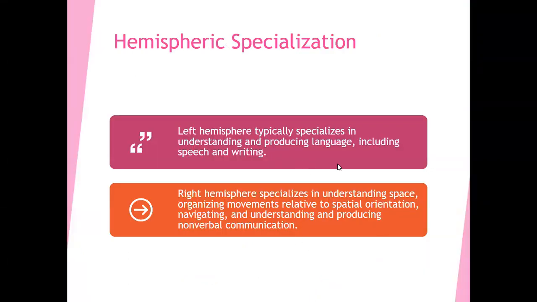The left hemisphere typically specializes in understanding and producing language, including speech and writing. The right hemisphere specializes in understanding space, organizing movements relative to spatial orientation, navigating, and understanding and producing nonverbal communication. So when we talked about emotion, we talked about how you interpret nonverbal communication to extrapolate other people's emotion, which is important. Like we could look at someone and perceive their nonverbal communication. You could say that person looks angry or that person looks happy based on their nonverbal communication.